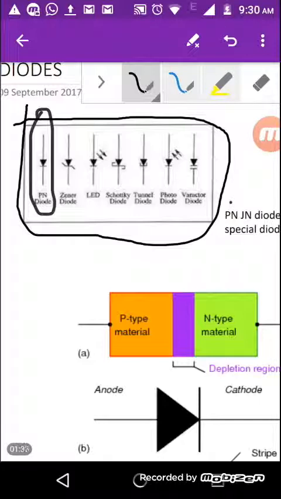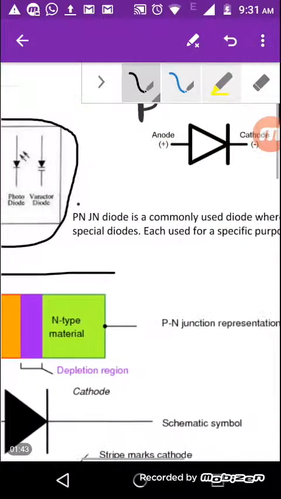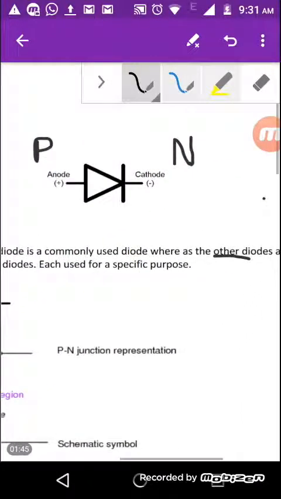Now this PN junction diode looks like this, and it has a P and an N. This is an anode and this is a cathode. Anode is said to be positive, cathode is said to be negative. The P type is said to be positive, the N type is said to be negative.